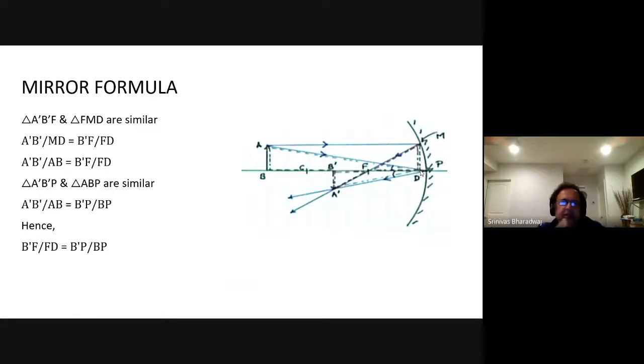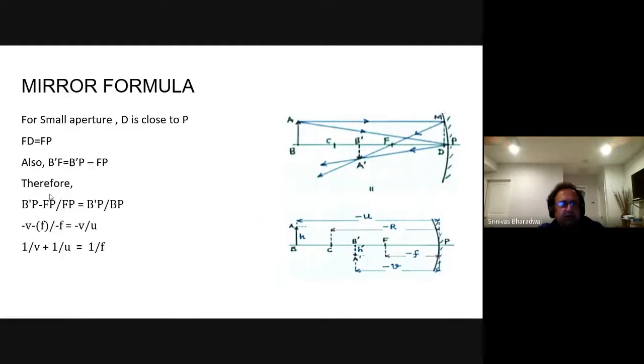So as a result, he gets these two results. Because these two triangles are similar, he therefore gets A'B'/MD = B'F/FD. From these two results, he says that for a small aperture, D is close to P. And therefore he says FD equals FD.